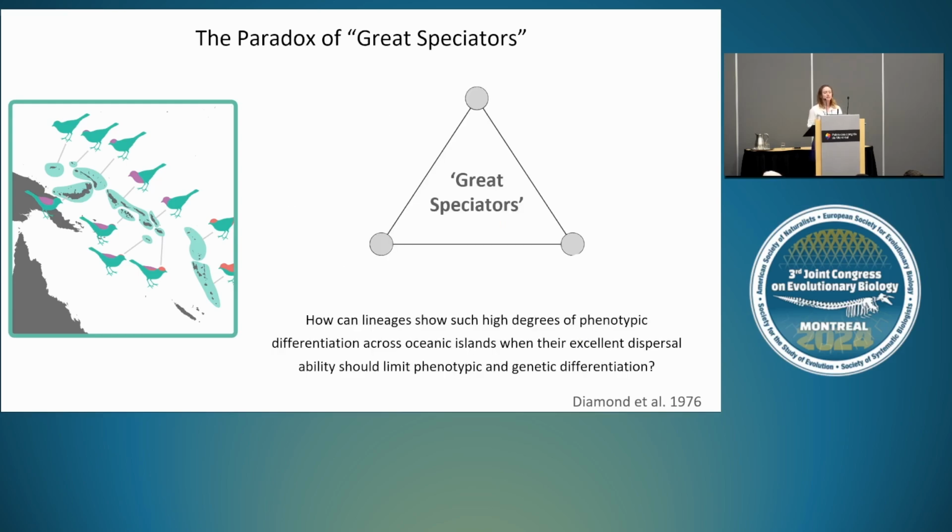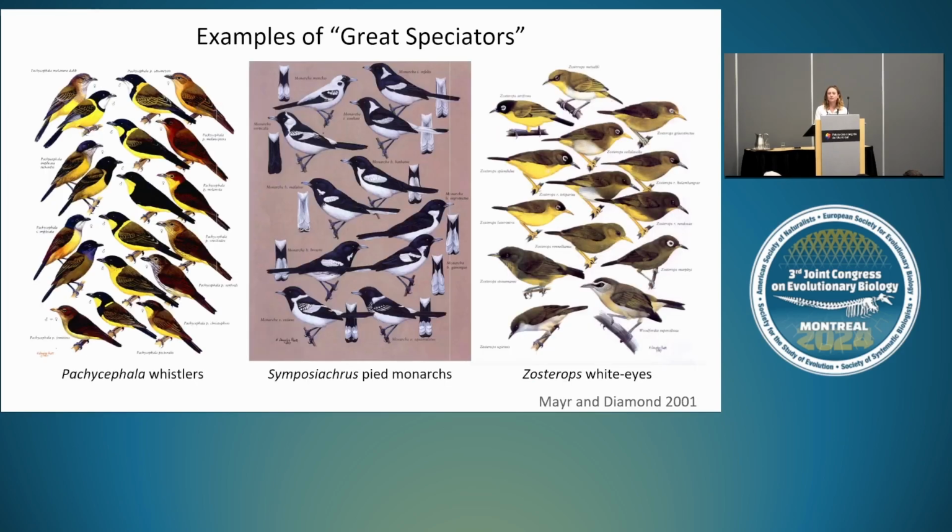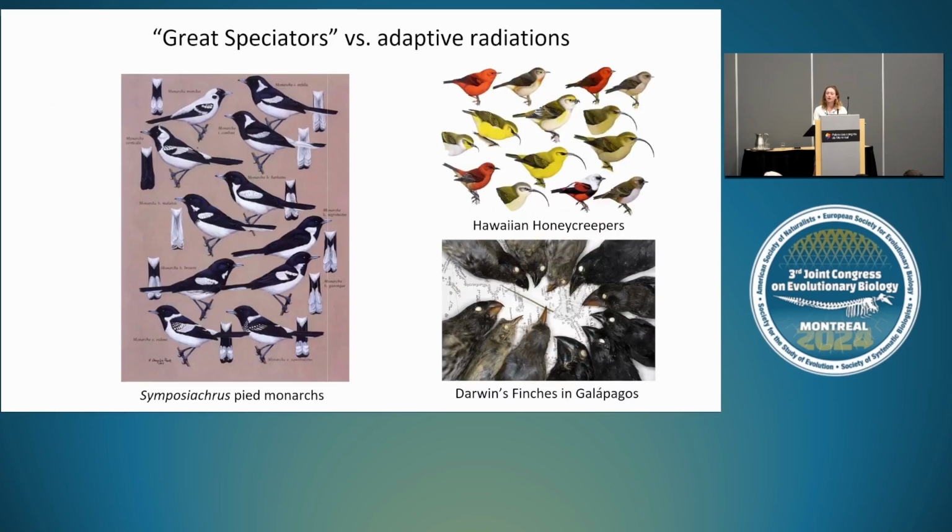So I like to think of these components of great speciators like a triangle with dispersal ability, genetic differentiation, and phenotypic differentiation as its three key components. And so for some context, this paradox was based off of geographic variation of Indo-Pacific birds, but not all groups of birds in the Indo-Pacific are considered great speciators. And they differ from other famous island-endemic adaptive radiations because great speciators involve rapid diversification without the evolution of obvious adaptive changes like bill morphology.